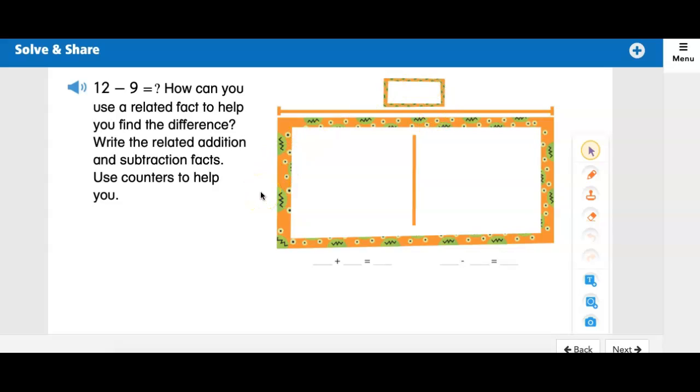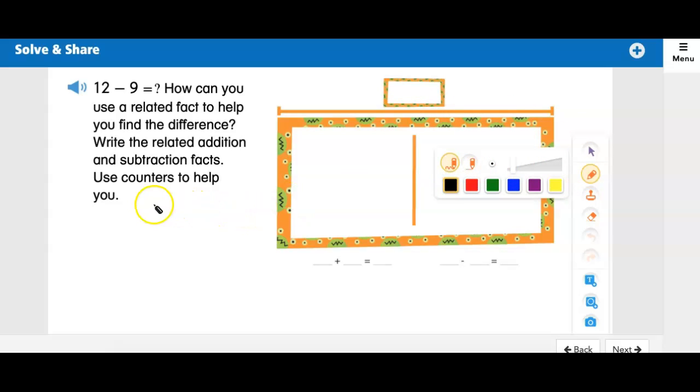Now when it says to use a related fact, I want you to think about what we learned yesterday. We learned about fact families. Now in a fact family, it has the same 3 numbers and you were able to make 2 addition and 2 subtraction equations using that fact family. So a related fact is a lot like that. So I'll show you how.